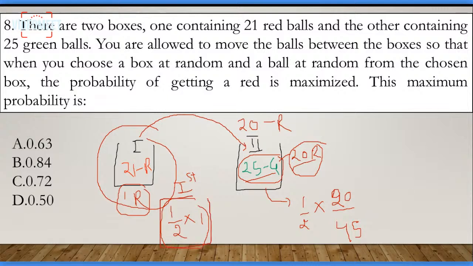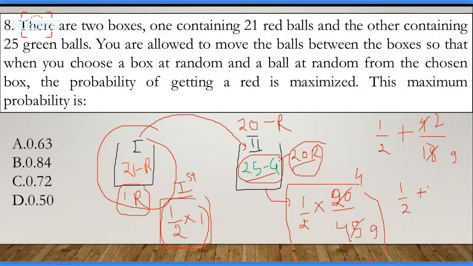Fine. Calculate the total probability: 1 by 2 into 1, that is 1 by 2, plus 20 upon 45, which is 5 fours and 5 nines, that means plus 4 by 18, or 2 by 9. On solving, 1 by 2 plus 2 by 9, that is 0.50 plus approximately 0.22. That means we got 0.72. The maximum probability of getting a red ball is 0.72.